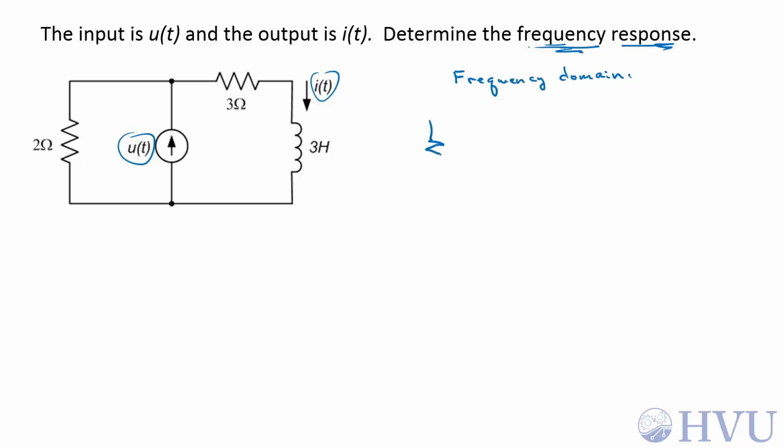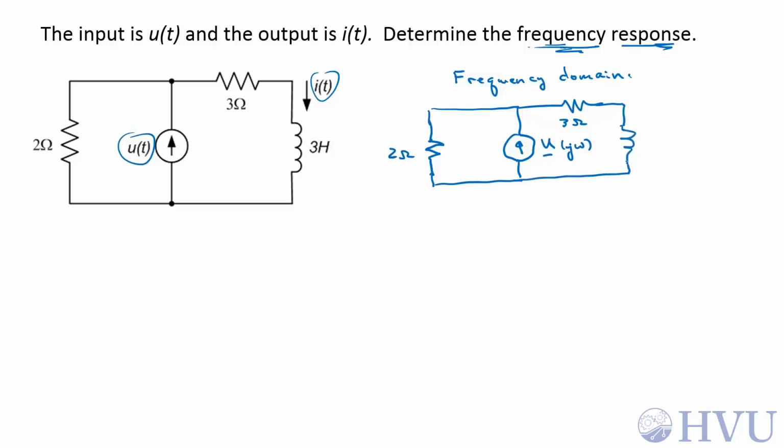So the impedance of the 2 ohm resistor is still 2 ohms. The source becomes a phasor, which can be a function of frequency. There is a 3 ohm resistor, and an inductor which has an impedance of j times omega times 3 henries, in ohms. And our current i becomes a phasor function of omega.